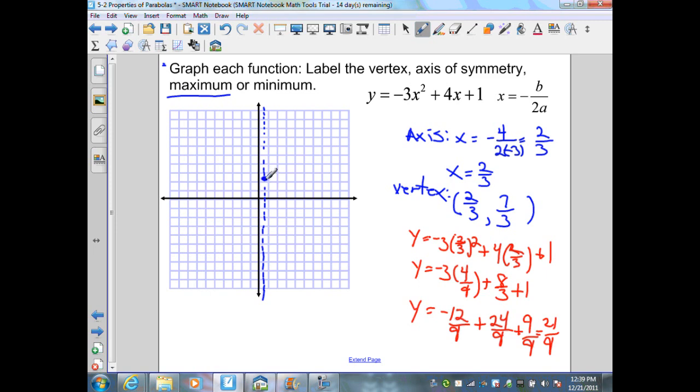Now I need to find my y-intercept. We recall that that is 0, comma, c, which is 0, 1. I graph that, and it's mapping over the axis of symmetry. That is 2/3 away, so I need to go 2/3 away to the right. So this is 1/3, and then approximately another 1/3, which is 2/3.